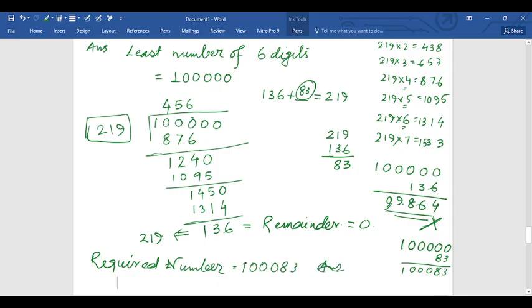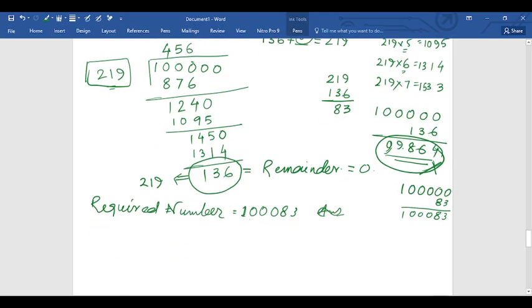Now how many digits does it have? 1, 2, 3, 4, 5, 6. Okay, that's why we should add here. We cannot remove this number. If we remove it from here, it will become 5 digit, but we have to make it 6 digit. So 100083 is the lowest 6 digit number which is exactly divisible by 219.